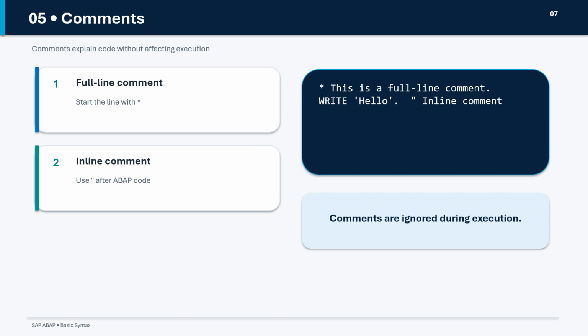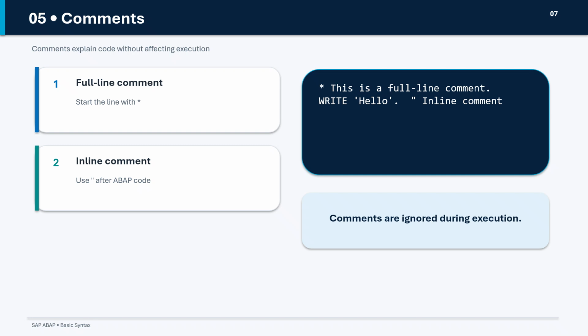And the second one is the inline comment. If in one statement you want to write something as a comment, then we can use inline comments by using the double quote. Here you can observe write is one statement. In that statement, after hello, if you want to add a comment, we write a double quote, and the remaining text is ignored.